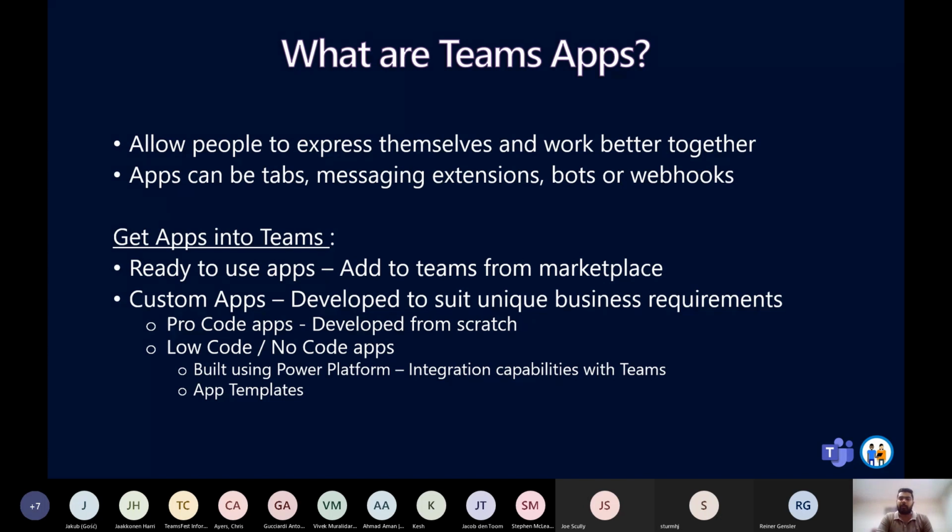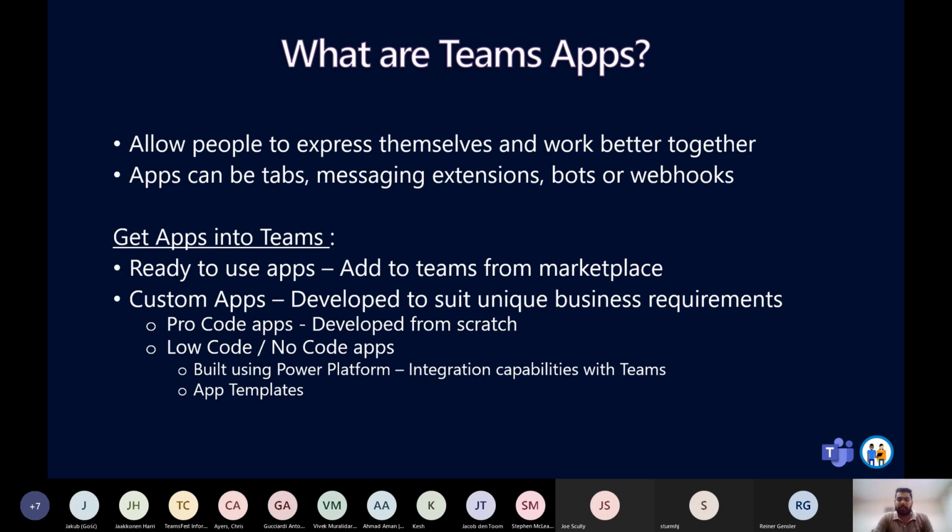So how do you get apps to your Teams? Apps can be added to Teams via the Teams store. These are ready-to-use apps like Forms, Excel, OneNote, and all the other 600 plus apps that are currently available in the Teams store. Basically, you just add these apps to Teams and start using them.